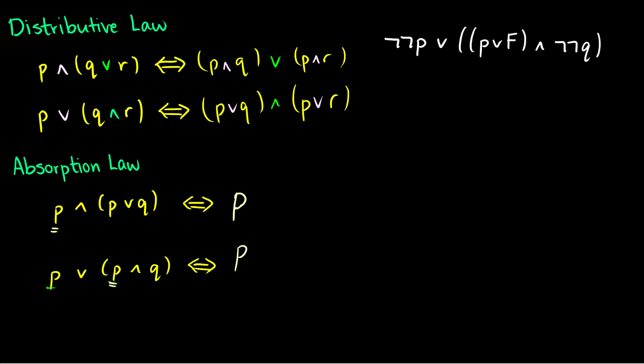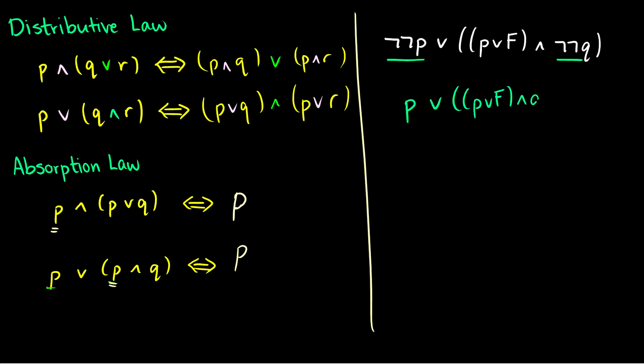So now that we've done those, let's do an example with not P or F and not Q. First thing I'm going to do is double negation on the not P and the not Q. So I'm going to end up with P or F and Q. And that is going to be double negation twice.